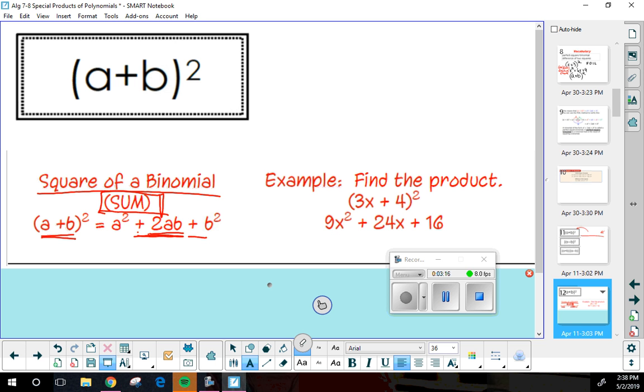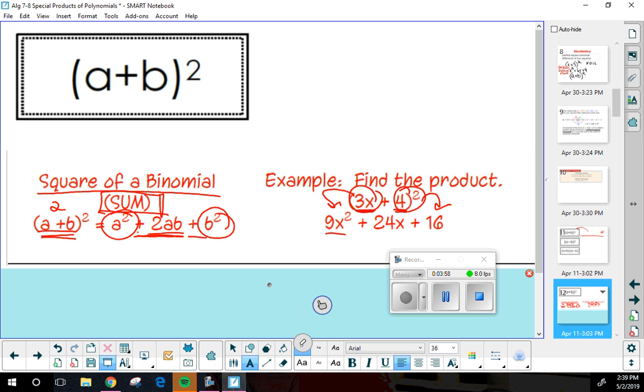Do you all have 3x plus 4 written? Okay, perfect. So here, this says to square the first term. 3x squared is 9x squared. Write that down. I kind of do mine out of order. Then, at the end, I'm just going to square the b term. Well, what is 4 squared? 16. And then it says to take a times b and double it. So what is 3x times 4? 12x. 12 times 2 is 24, and then add the variable, 24x.